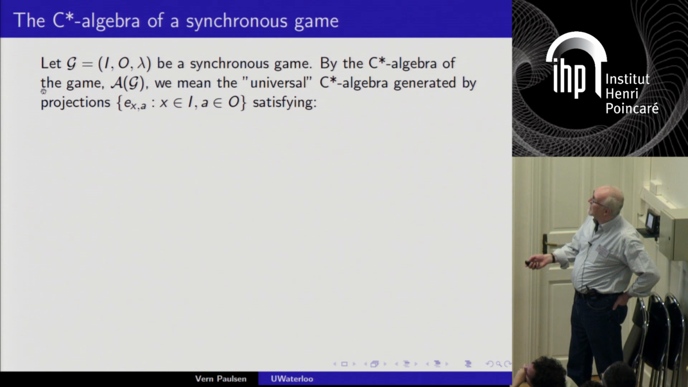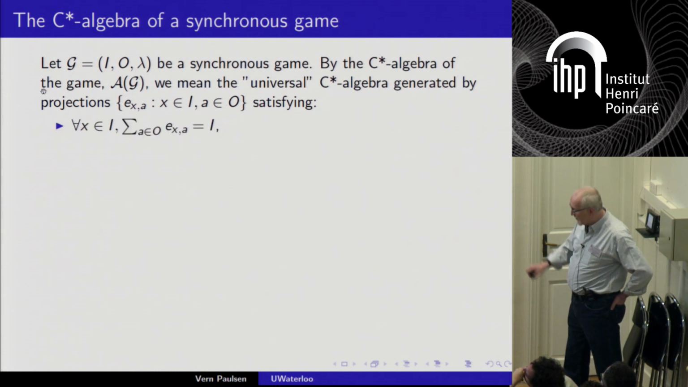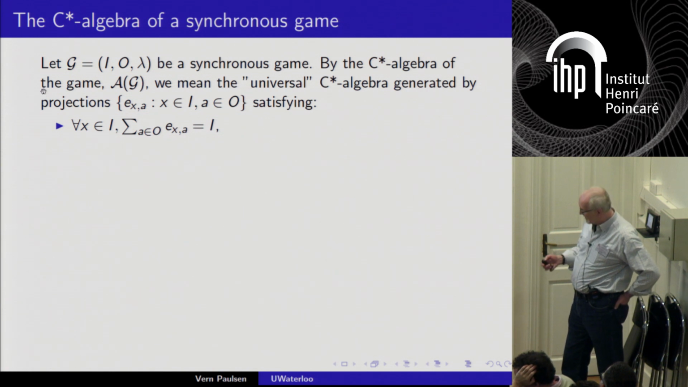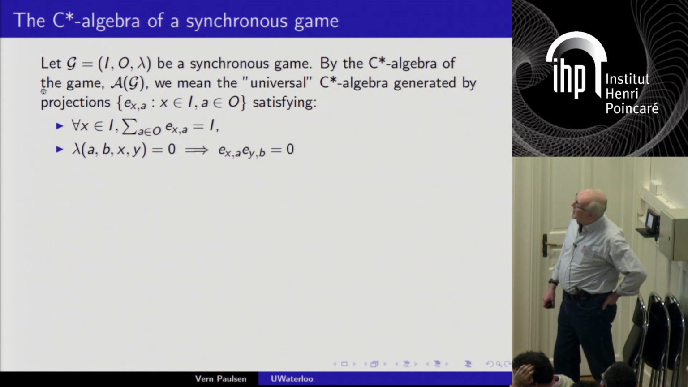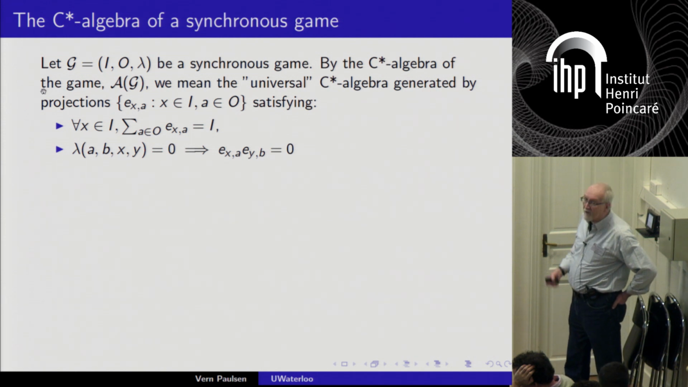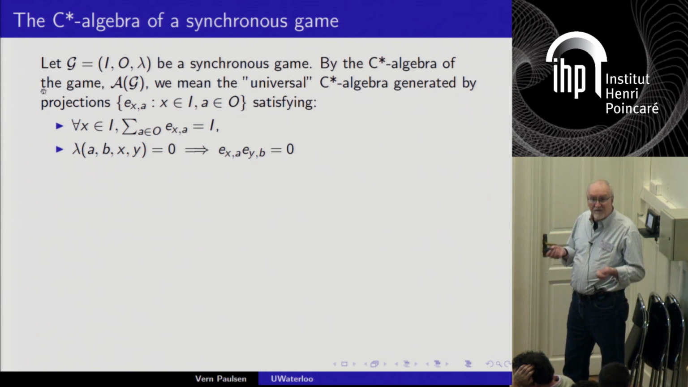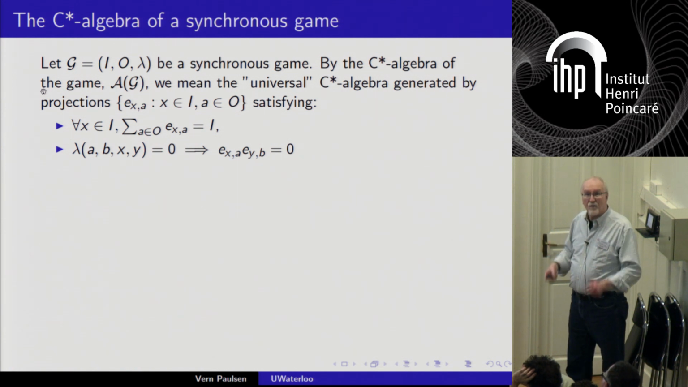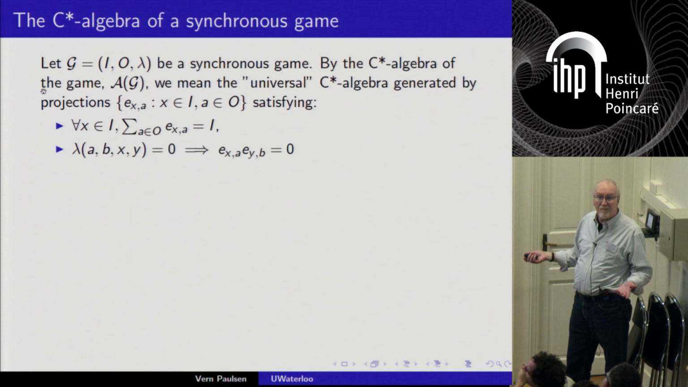And what do they satisfy? Well, just like for projective measurement, these projections should, for each x, as you sum over all the outputs, add up to the identity. But then the way the rules of the game show up is that anytime the rule function is 0, then the corresponding product of projections is 0. So this is really a C-star algebra with generators and relations, where the relations are given to you by the game. Now, this C-star algebra may not exist.